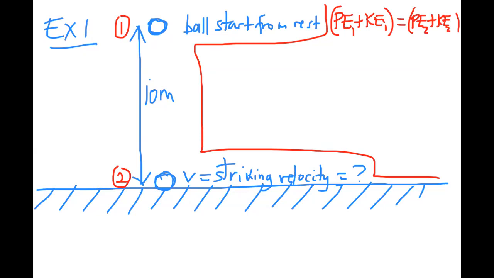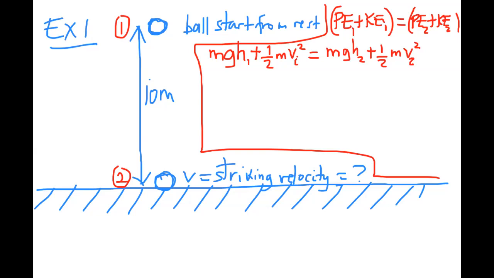Now I can write potential energy at 1 as just mg times height 1, and then plus kinetic energy at position 1 is just half. I forgot the half. Remember, kinetic energy is half something. So it's 1/2 m initial velocity squared. This must be equal to mg height at position 2 plus 1/2 m v2 squared, where v2 is the velocity at position 2. That will be the striking velocity.